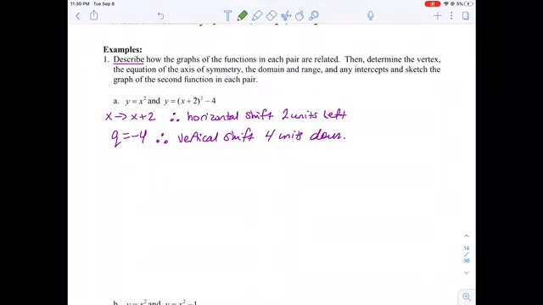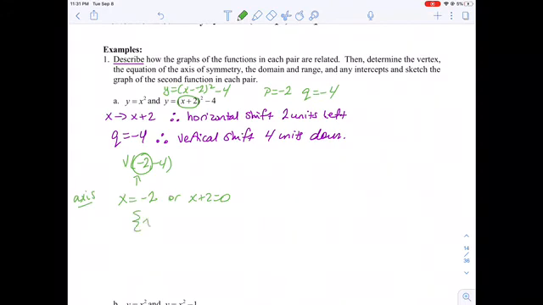So our vertex here, I know that if I think of this as y equals (x minus -2) squared minus 4, my p value is -2 and q is -4. So our vertex is (-2, -4). The equation of the axis of symmetry will come from here: x is equal to -2, or x plus 2 equals 0. The domain is all real numbers, and the range, y is greater than or equal to -4.